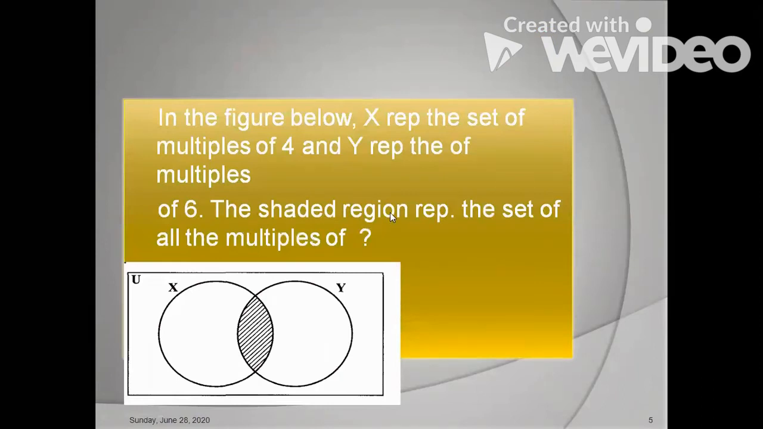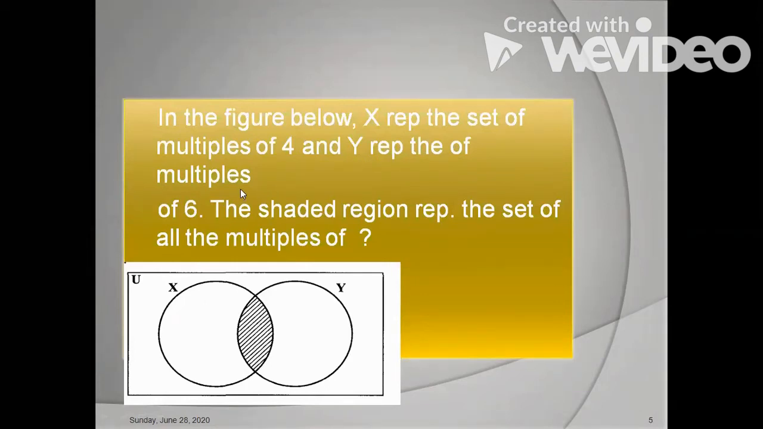Alright, so it says in the figure below, X represents the set of multiples of 4 and Y represents, sorry, that should be, and Y represents the multiples of 6. So there's a little typo there. So it should read Y represents the multiples of 6.